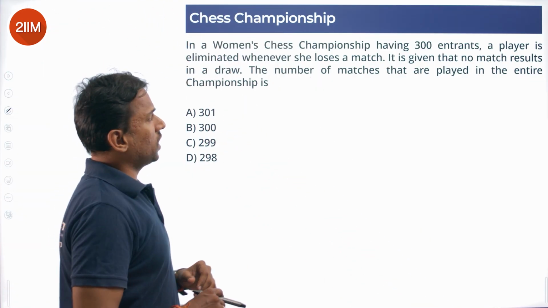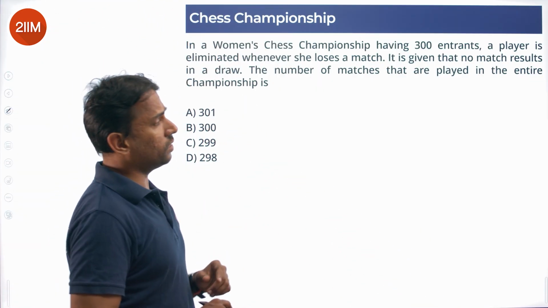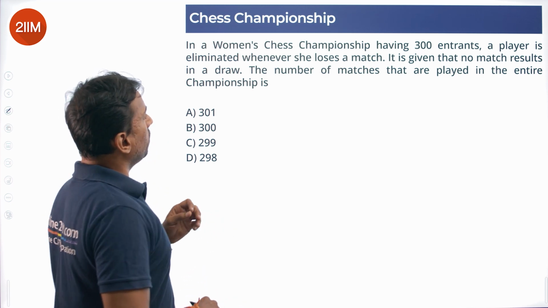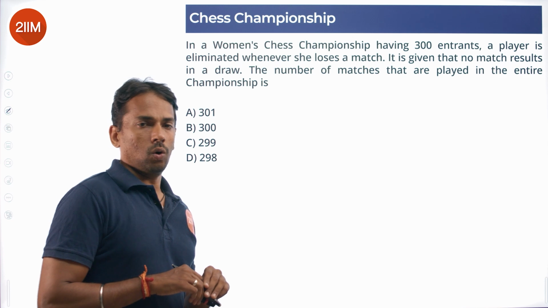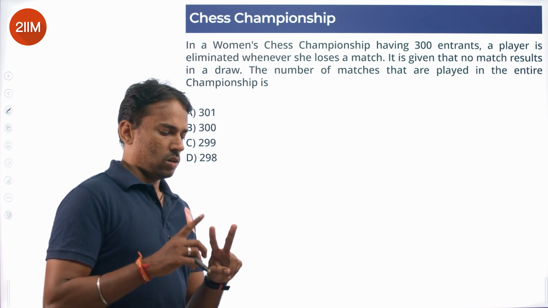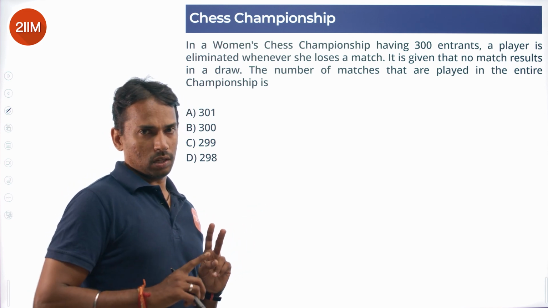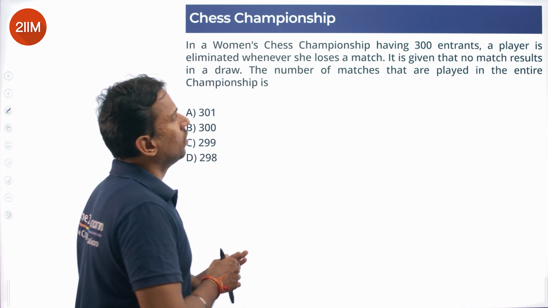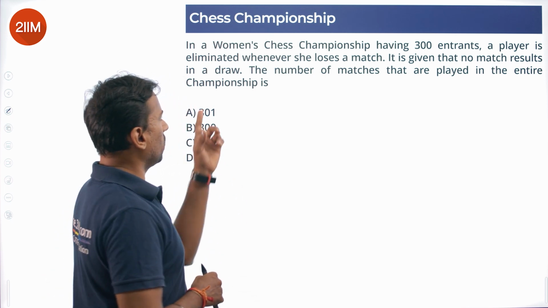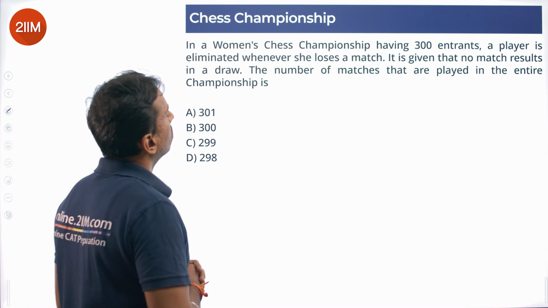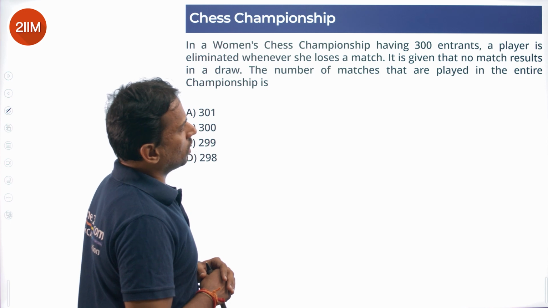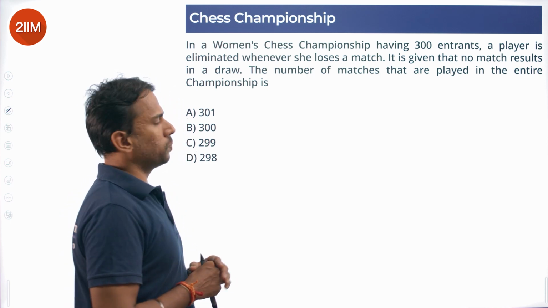In a women's chess championship having 300 entrants, a player is eliminated whenever she loses a match. So out of 2 players, one will be the winner, the other one will be the loser. The loser will be going off. It is given that no match results in a draw. There's no draw at all, either win or loss. The number of matches played in the entire championship is how many?